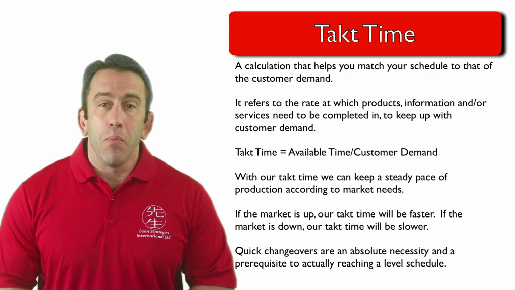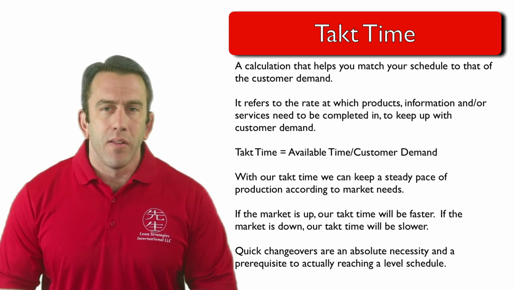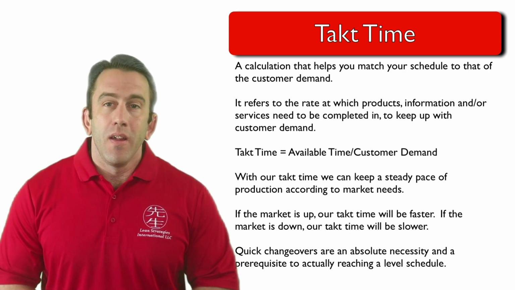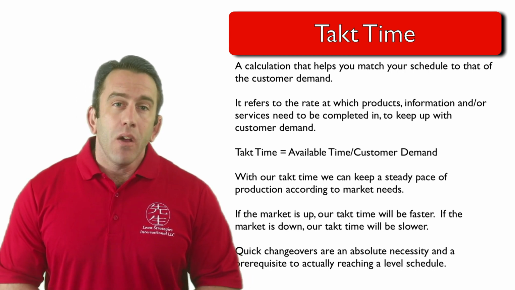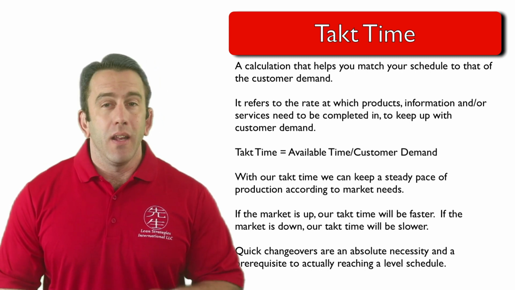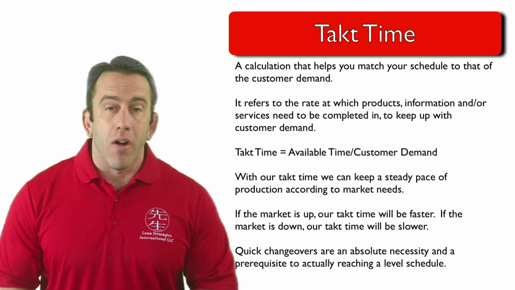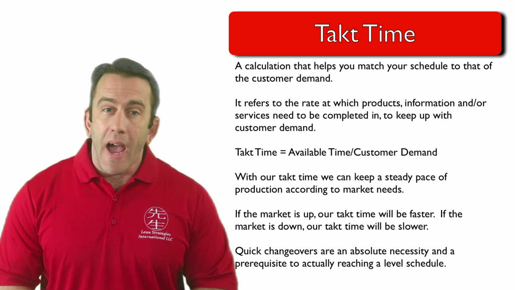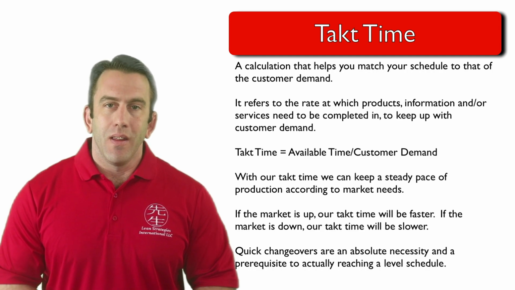Now with our takt time, we can keep a steady pace of production according to the market needs. And if the market is up, our takt time will be faster. If the market is down, our takt time will be slower. Being aware and producing at a takt time will drastically help you in leveling production. Keep in mind that quick changeovers are an absolute necessity and a prerequisite to actually reaching a level schedule. We'll see you in the next module.